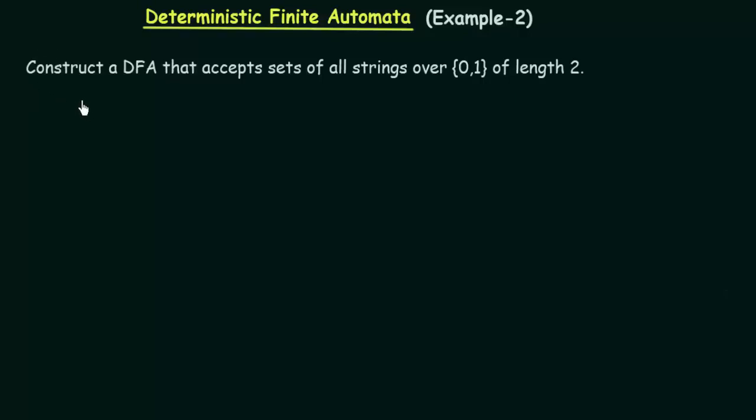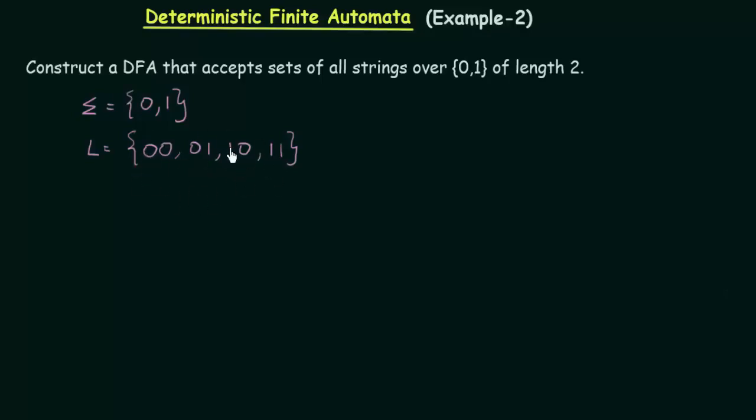But before that, let's see what our alphabet is. Our alphabet set here is 0 and 1. It's already mentioned here. And what will be the strings in our language? All the strings over 0, 1 of length 2. So what is the set of all possible strings of length 2 over 0, 1? They are 00, 01, 10 and 11. So we should construct a DFA that accepts 00, 01, 10 and 11.